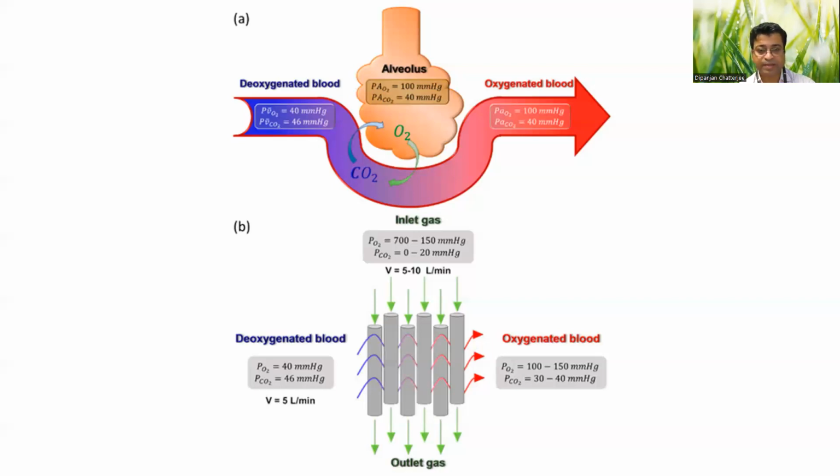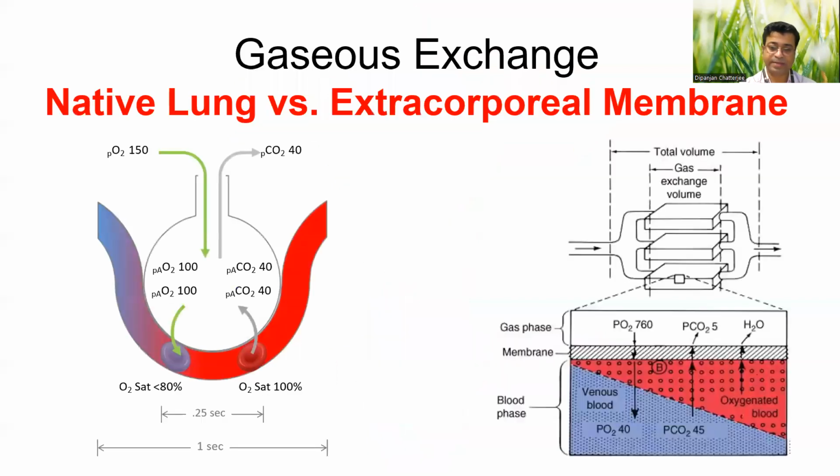So it is very thin, whereas if we compare it with the membrane lung, you can see that there is a quite significant membrane thickness against which the gaseous exchange has to take place. So these RBCs which are passing across the alveolar capillary, they get saturated very soon.